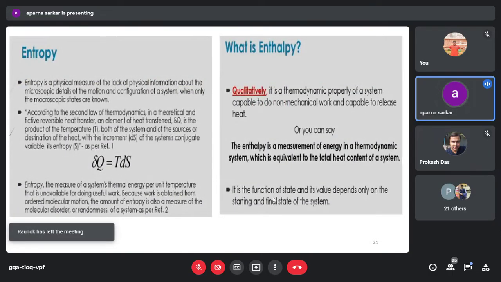So what is entropy? Entropy is the randomness of a system. This entropy actually measures the system's thermal energy per unit temperature. You are applying some temperature on the system. Now the system gets some energy, and the molecules are excited at that time. So that creates a disturbance or randomness. This randomness is measured by the entropy.